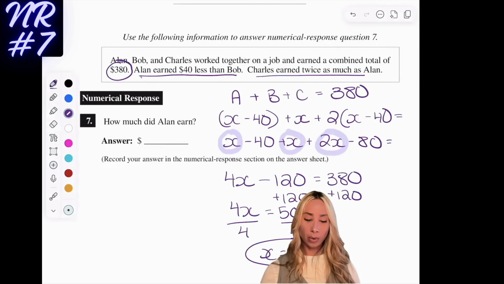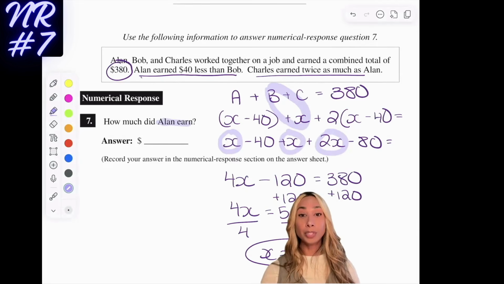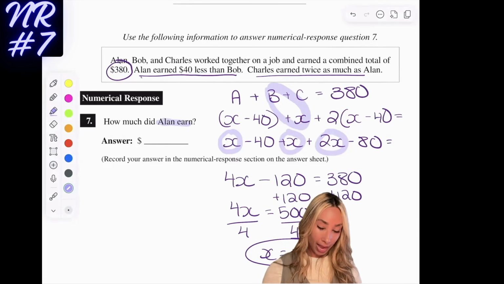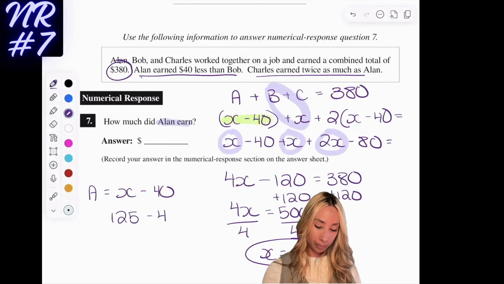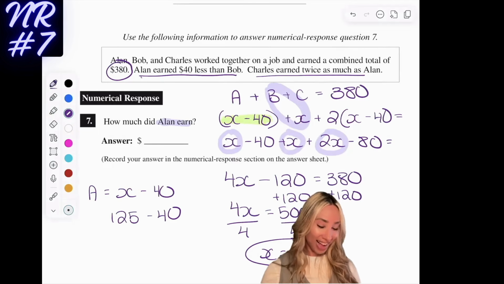But, okay, wait, hold on. X is 125. X, we said, was Bob. The question is not asking about Bob. It wants to know about Alan. So if Alan is represented by X minus 40, we're going to have to go ahead and say Alan is equal to X minus 40, which is 125 minus 40. Perfect. I guess, yeah, that's right. Sorry, I'm getting tired. This is why this video is going to need a third part. So then that means Alan earned $85.